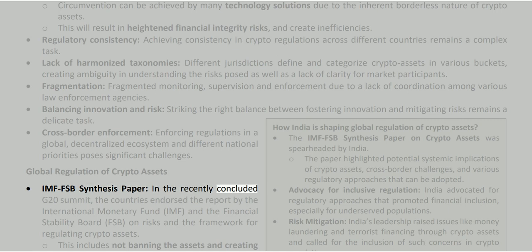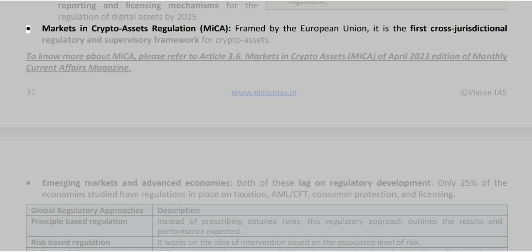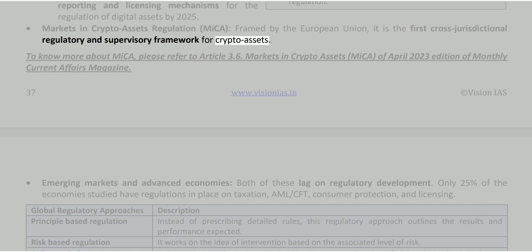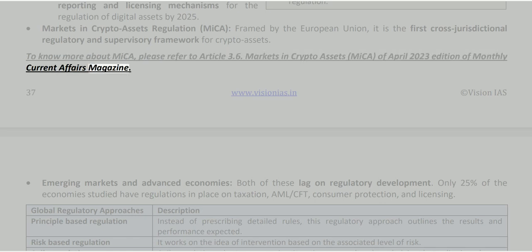In the recently concluded G20 summit, the countries endorsed the report by the International Monetary Fund, IMF, and the Financial Stability Board, FSB, on risks and the framework for regulating crypto assets. This includes not banning the assets and creating reporting and licensing mechanisms for the regulation of digital assets by 2025. Markets in Crypto Assets regulation, MiCA, framed by the European Union, is the first cross-jurisdictional regulatory and supervisory framework for crypto assets. To know more about MiCA, please refer to Article 3.6, Markets in Crypto Assets, MiCA, of April 2023 edition of Monthly Current Affairs magazine.